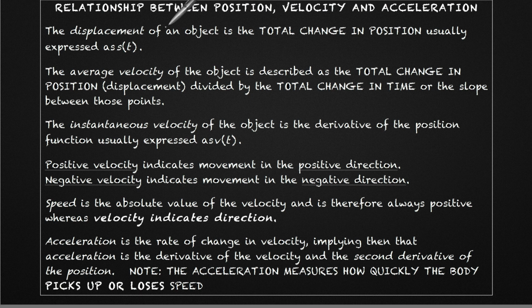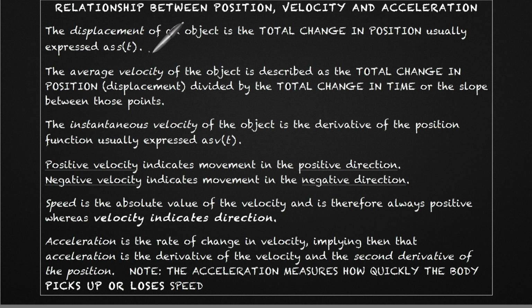The displacement of an object is simply the total change in its position, and that is usually denoted with the letter S, S of t. Let's say I drive from here to Houston and back. Even though my total distance traveled may be 400 miles, my total displacement is 0 because my starting position and my ending position are still the same.